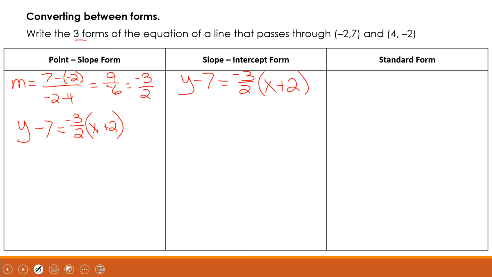So my first step is I've got to distribute negative 3 over 2 to the parentheses. When I do that, I end up with y minus 7 equals negative 3 over 2 x, and then negative 3 over 2 times 2, my 2s cancel, I'm left with minus 3.